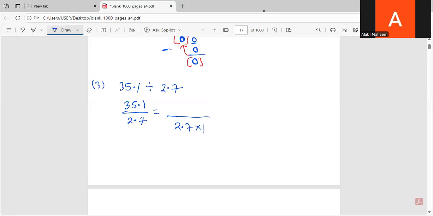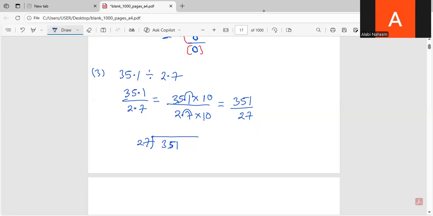Like we said earlier, we have to multiply the numerator by that same 10, so that the fraction remains the same. So we multiply by 10. The decimal point shifts to the right just once. 351. For the divisor also, shift the decimal point to the right just once. We have 27 left. We are dividing 351 by 27. So 27 in 3 is smaller. So we now see 27 in 35. That's just 1. 27 times 1, 27.